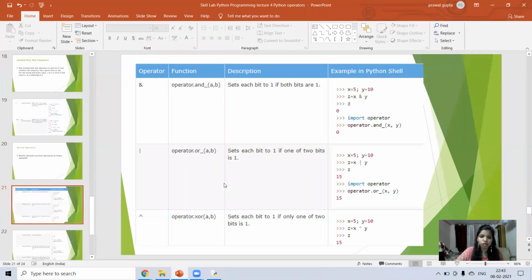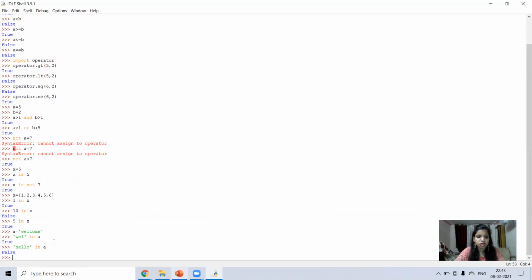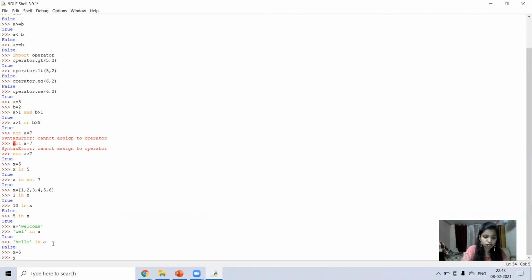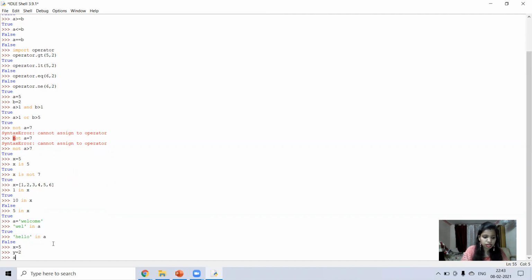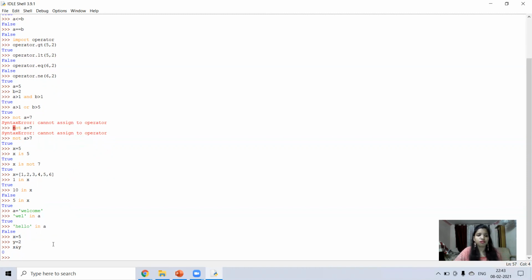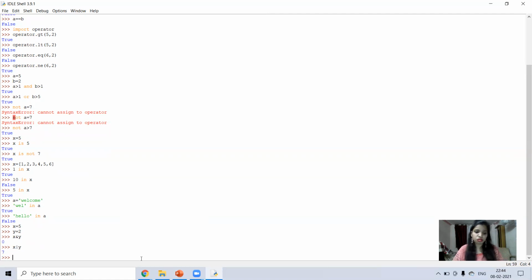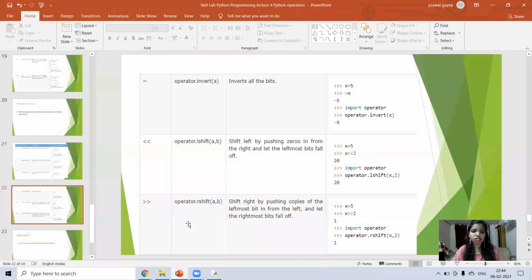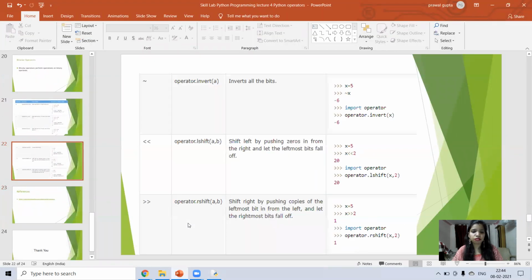The bitwise operators we have already performed, but we can perform them again. Suppose x equals 5, y equals 2, and x and y. For the AND operation, the answer is 0. For the OR operation, it should be 7. So in this way we have done the bitwise operators.